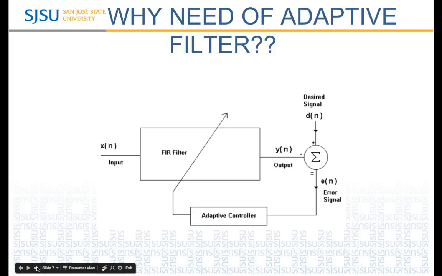So now, after having a brief introduction regarding what an adaptive filter is and why there is a need for using an adaptive filter in signal processing, we'll proceed further with our requirement to make an adaptive filter using an algorithm called the LMS algorithm, where LMS stands for least mean square algorithm.